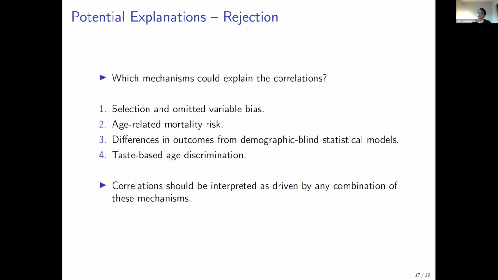A third potential explanation is unintended differences in outcome from demographic-blind models, such as machine learning models. There's a paper that showed that race-blind models can yield different results for different racial groups. And so the same thing could be going on here for age. And then lastly, taste-based age discrimination could be going on, but I'm not confirming or ruling that out.